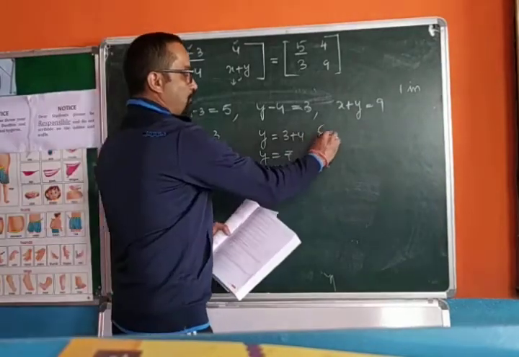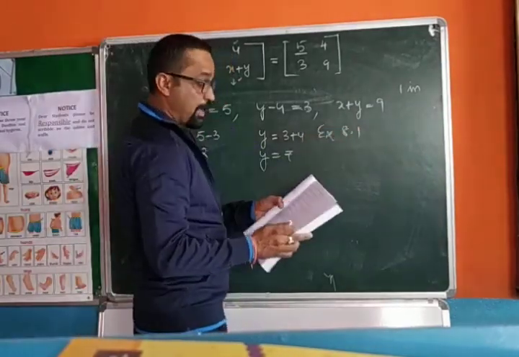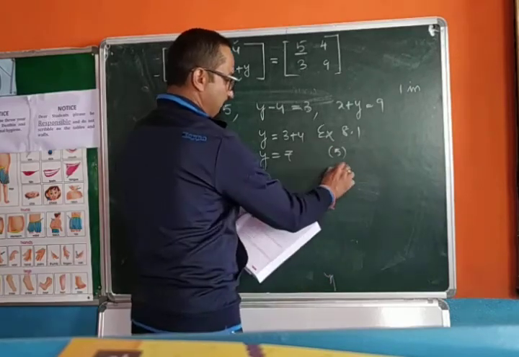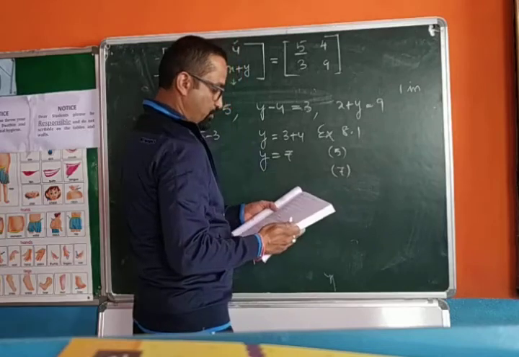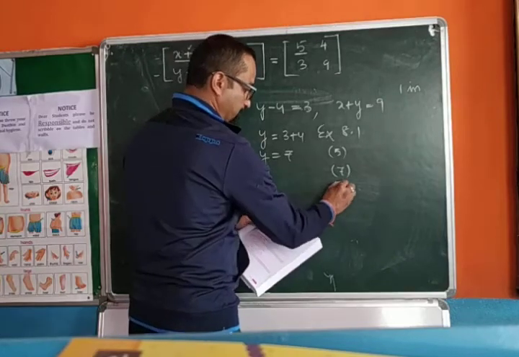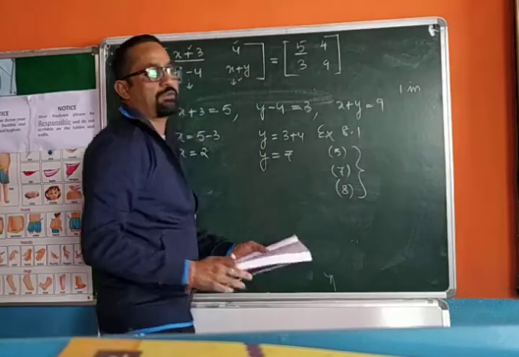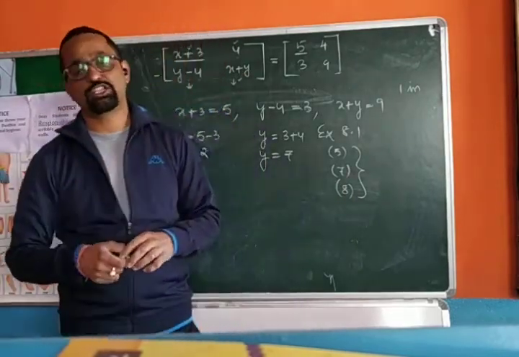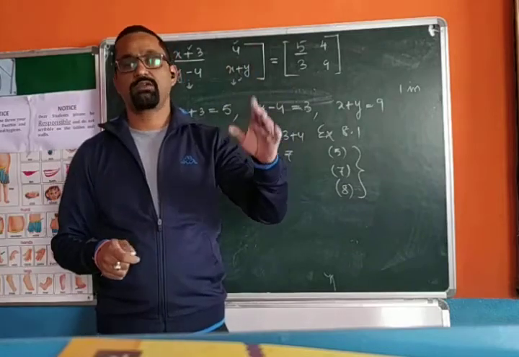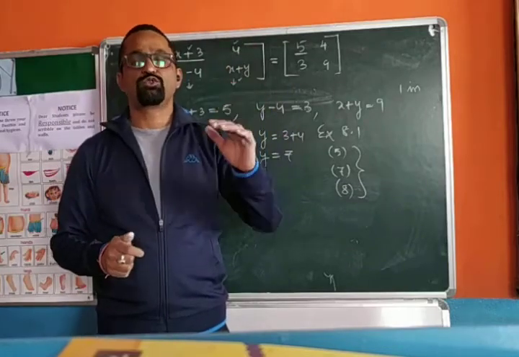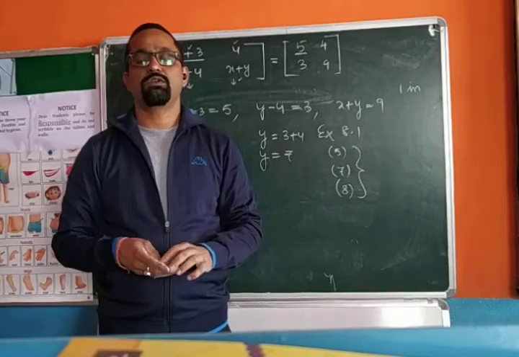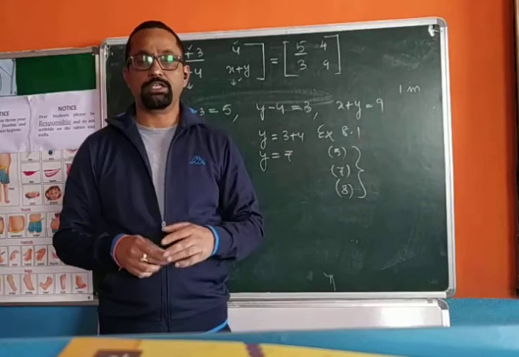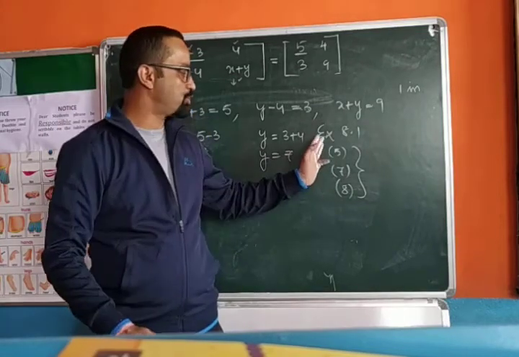Exercise 8.1. You can try question number 5, question number 7, and question number 8. Three sums. And go through the definition from the textbook. See the definition. Look at the order. Go to different types. Go to equality of matrices. Watch the video carefully and try a few sums.